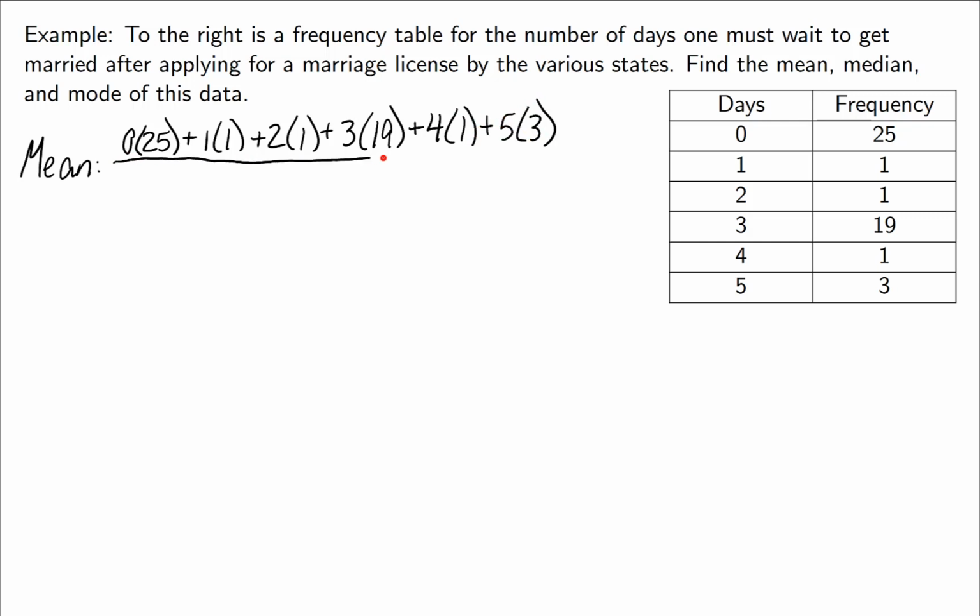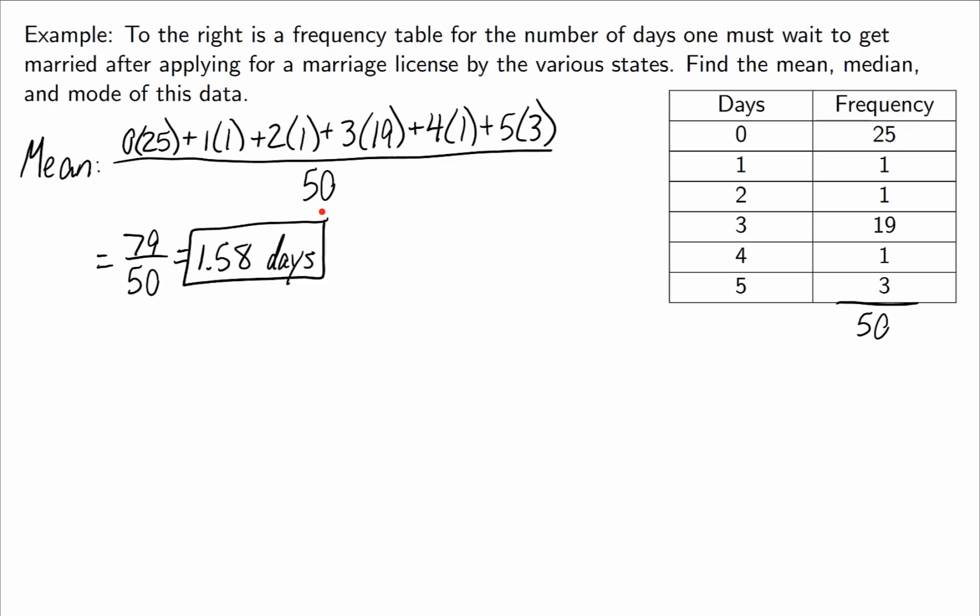And then we're going to divide by how much is in here. Now, you probably know that there are 50 states, but it would be wise to just double check by adding up these numbers. The 25, 1, 1, 19, 1, and 3, if we add those up, we do get 50. When I add these up, I get 79 divided by 50, which turns out to be 1.58, and this is in days.